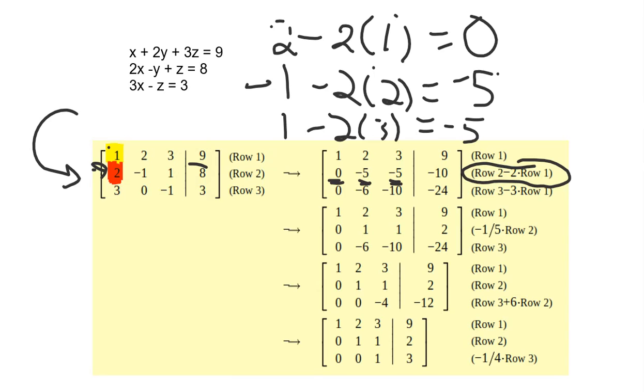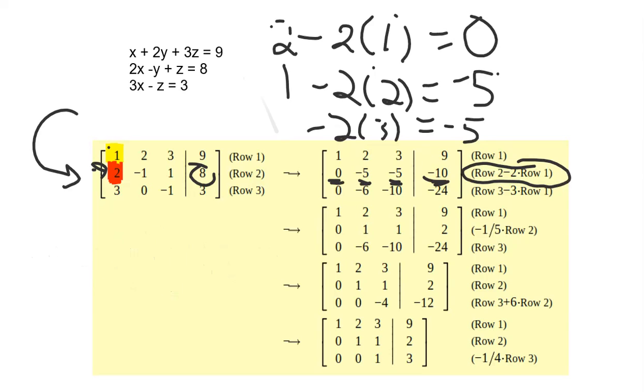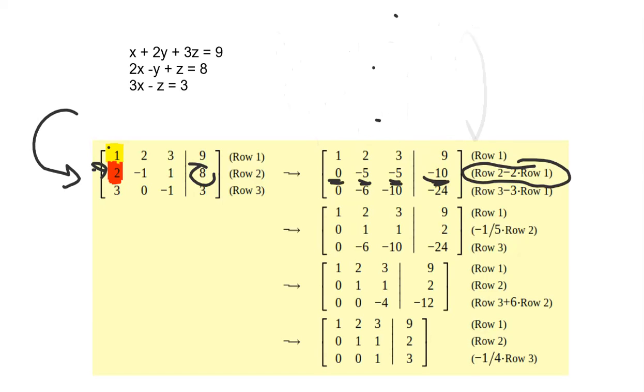Now I have to do the same thing with this 8. I would do 8 minus 2 times row 1, 8 minus 2 times 9, which is 8 minus 18, giving me a -10. So you can see this is where this manipulated row, 0, -5, -5, -10, comes from. It's just by doing that elementary row operation for that one row. So I got that 0 there.